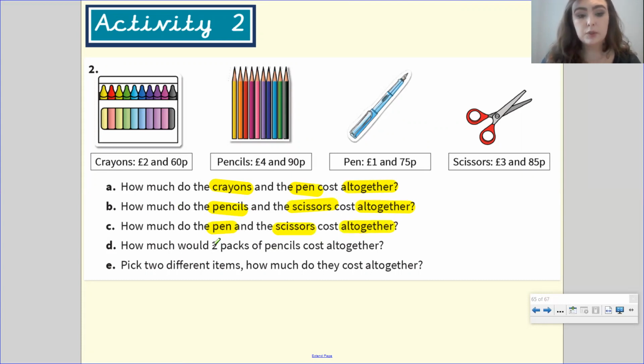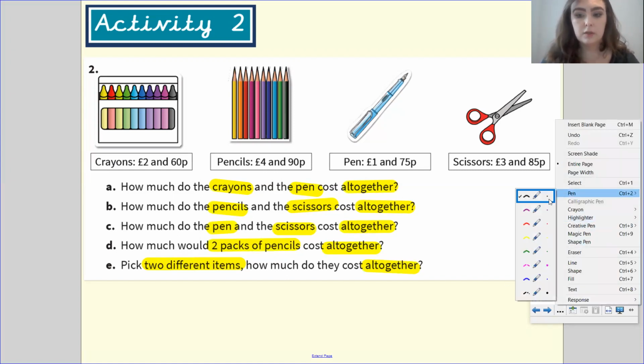D says, how much would 2 packs of pencils cost altogether? And E, pick 2 different items. How much do they cost altogether? Now, you can see that all of these questions end in altogether. So what number sentences do you think you are going to be doing?